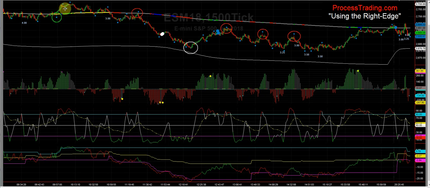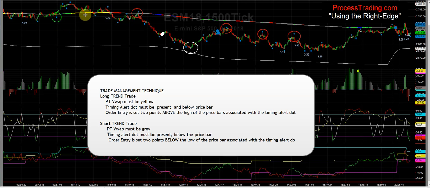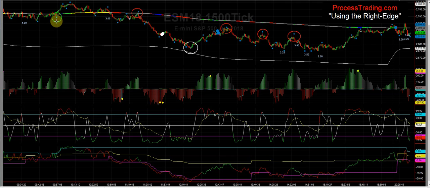This one was to the upside, and you were allowed to take it because of the trade management technique of the process trading VWAP line being yellow. You can take it, trade to the upside as long as there is a timing alert dot, that's these blue dots, below the price bar. And then you apply the trade management technique of where you place your trade 2 points above the high for your entry, and then you set your exit for an appropriate profit as you're looking at the indicators below.